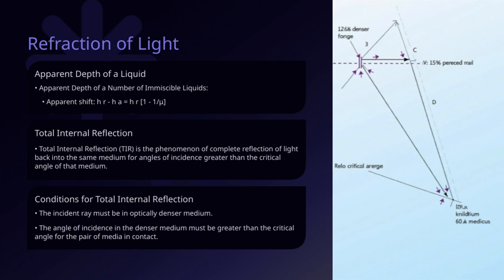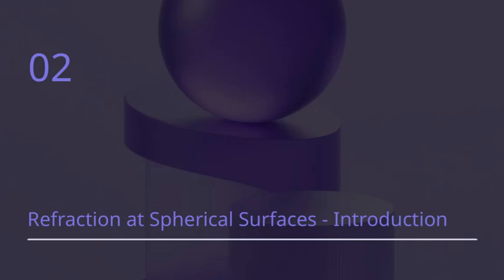If these conditions are met, the light doesn't pass into the less dense medium, but instead reflects entirely back into the denser one. This phenomenon is known as total internal reflection, and it's a key concept in understanding how light behaves at boundaries between different media. It explains why, beyond a certain angle, all the light gets reflected back, which is fundamental in optical fibers and various other applications.